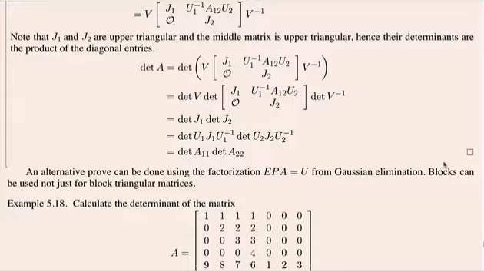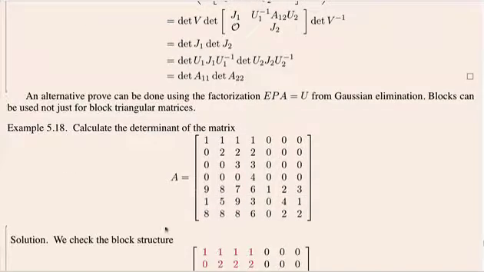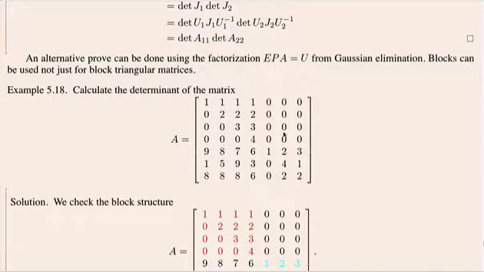Blocks can be used not just for block triangular matrices, but actual block matrices. So here's an example: calculate the determinant of this matrix. How many rows, how many columns? 2, 4, 6, 7 by 7. And the point is actually to do it by hand right now.